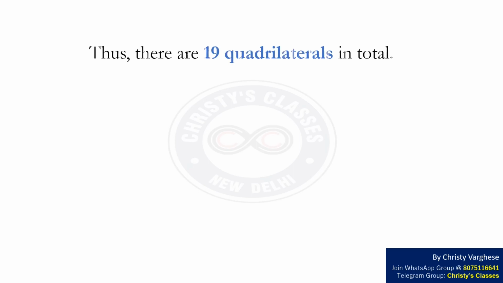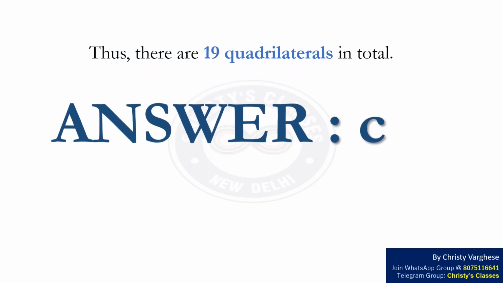Thus, there are 9 plus 10, that is 19 quadrilaterals in total. The right answer to the question is option C.